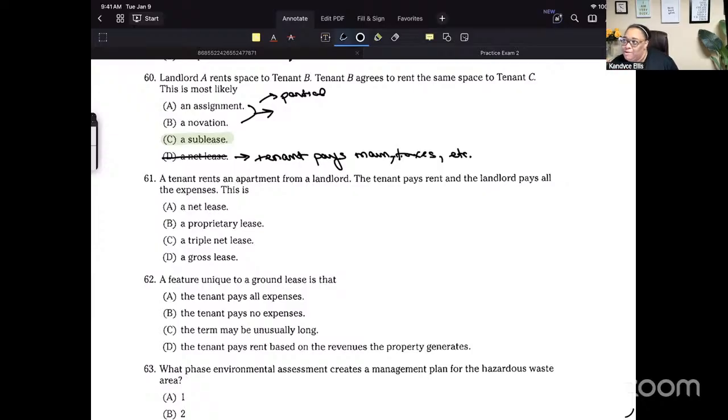Again, I don't think it's fair to ask us the difference between assignment and novation. That seems like an attorney type thing. But we should know sublease, and we should know that the word here is also known as a sandwich lease. So there you go, Uncle Ray to the rescue.